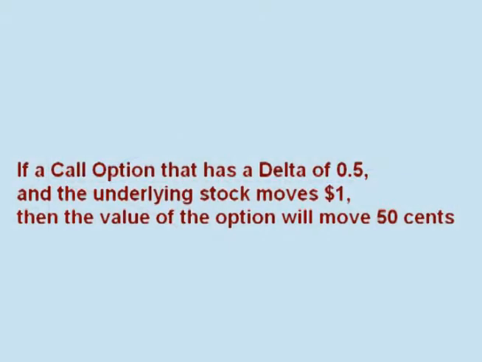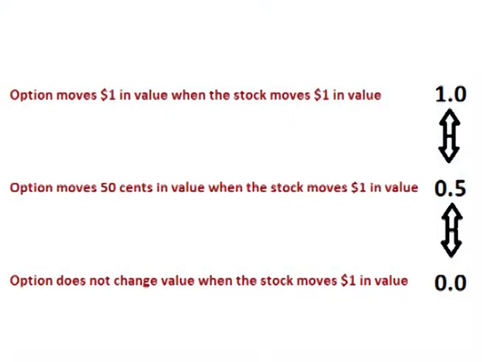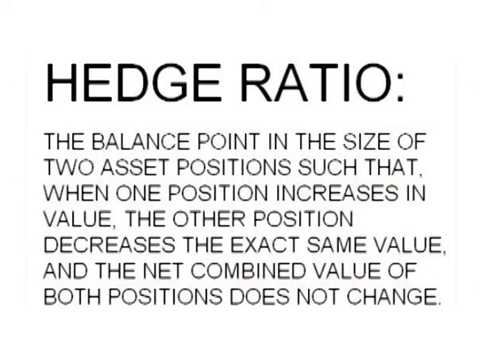When a stock changes price $1, one can think of the delta as the percentage of $1 that the option will change in value. For instance, if a call option has a delta of 0.5 and the underlying stock moves $1, then the value of the option will move 50 cents. A delta of 1 means the value of the call option is moving dollar for dollar with the underlying stock. And a delta of 0 means that the value of the option does not move at all when the underlying stock changes value.